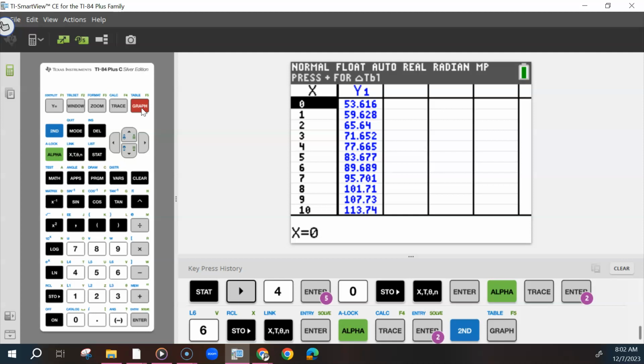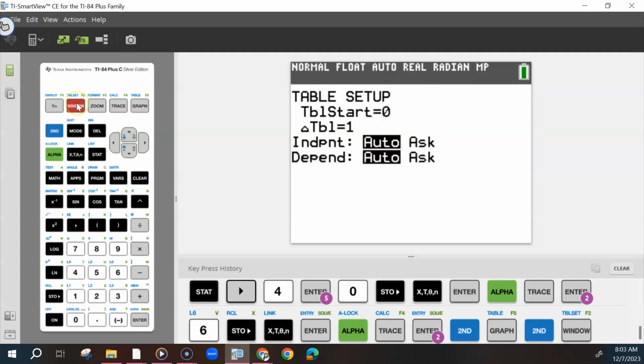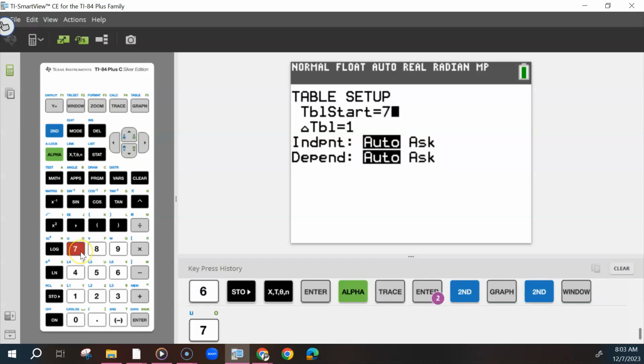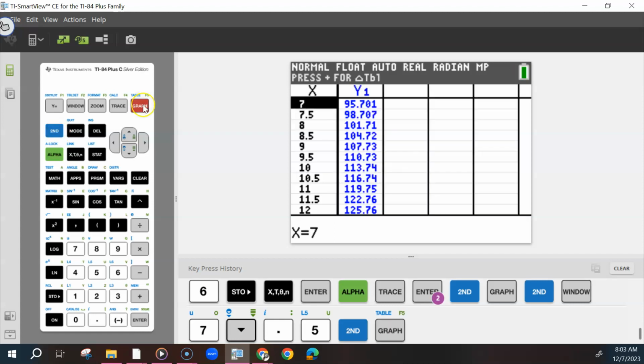So go into a second window, and we're going to change the start to be 7. And this is how much it's counting by. We're going to change that to be 0.5. And then we're going to go back to the table, second graph. So now I see that still at 8 it goes over 100, but somewhere between 7.5 and 8 is where I'm looking for. So I'm going to do it once more.